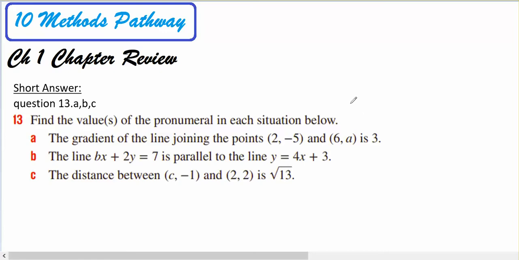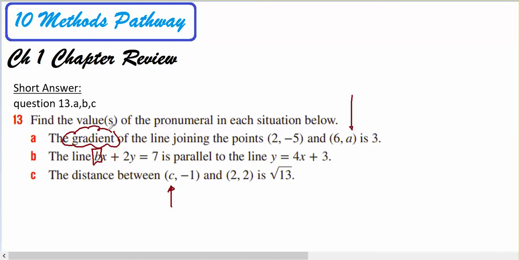need to calculate. So in A, it's A. In B, it's the letter B. And C, it's the letter C. But there's three different things happening in each of these questions. So we'll need to know a rule or a formula. So in A, it's about gradient.